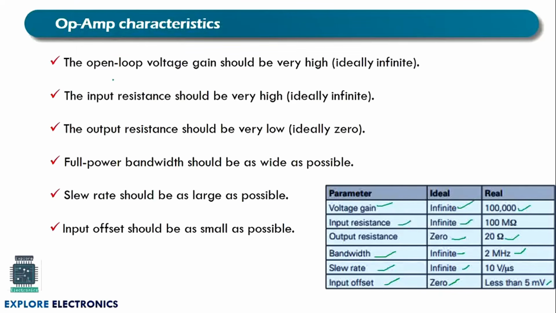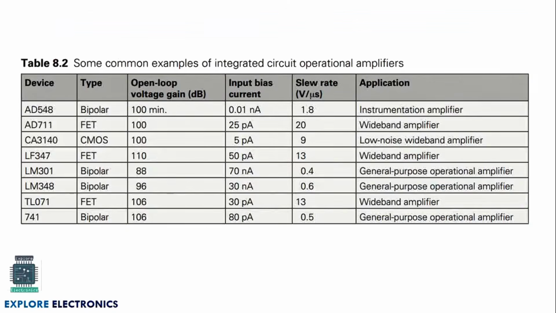The same explanation is given here: the open loop voltage gain should be very high, the input resistance should be very high, output resistance should be very low, bandwidth should be as wide as possible, slew rate as large as possible, and then input offset should be less.